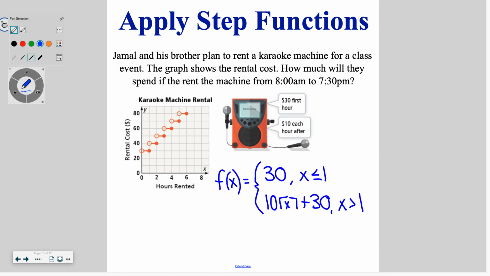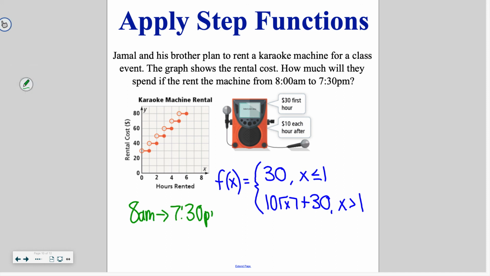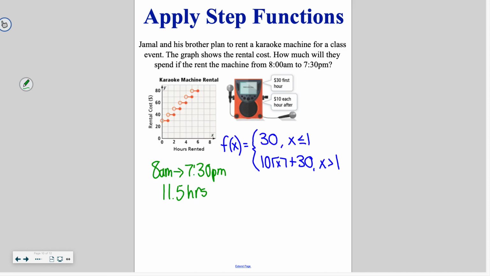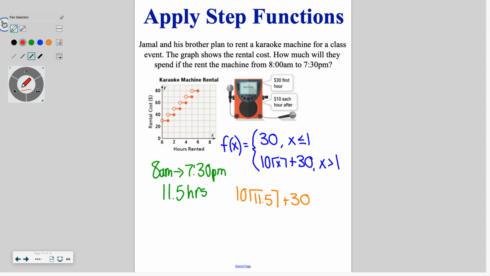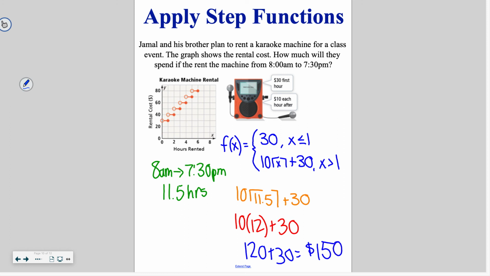Now it's saying they're going to rent the machine from 8 a.m. until 7:30 p.m. So that's going to give us a time of 11 and a half hours. That's going to put us into the second half of our piecewise function. So I'm going to plug in 10 times the ceiling of 11 and a half plus 30. What that means is you've got to solve the ceiling part first. So treat that like parentheses, solve that first. So 11 and a half needs to be rounded up, which is going to give us 12. So we've got 10 times 12 plus 30, which gives us 120 plus 30, telling them that it will cost them $150 to rent that karaoke machine for the time that they need.